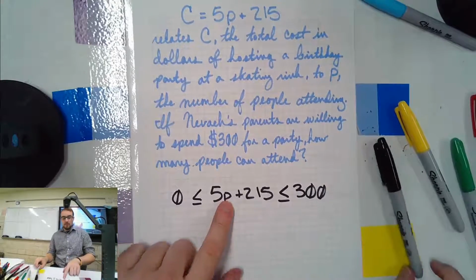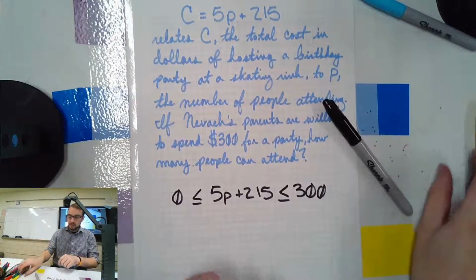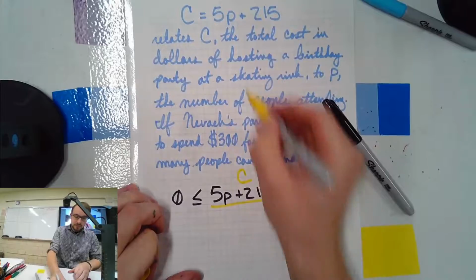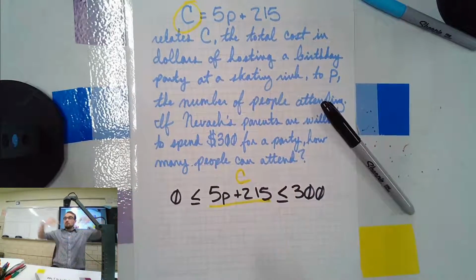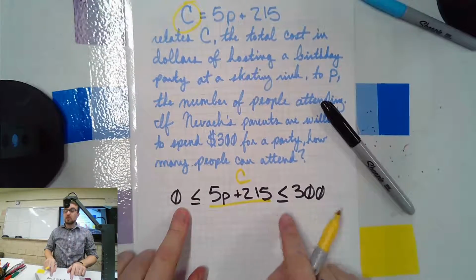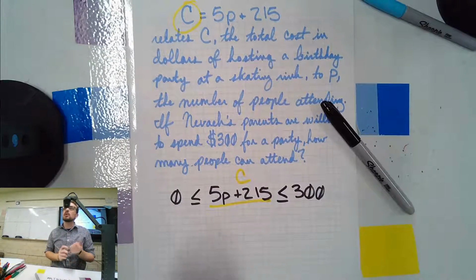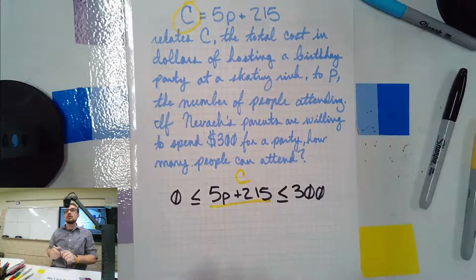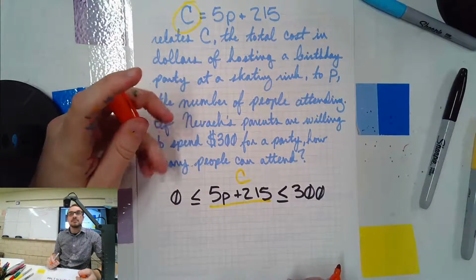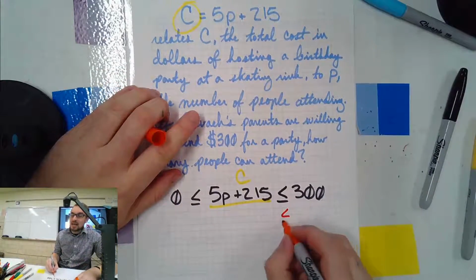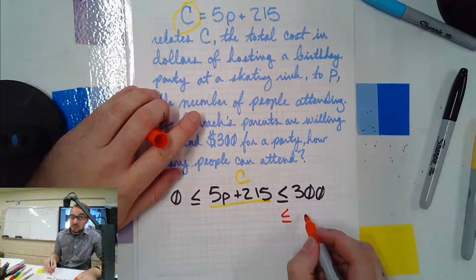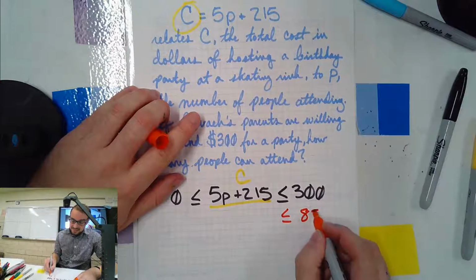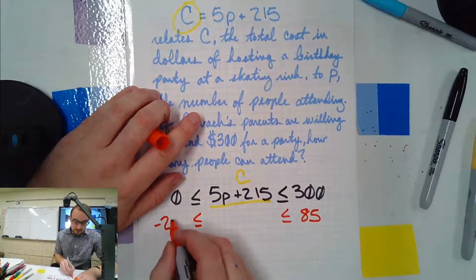Now, how do we figure out P? Because right now, remember, this whole thing represents C. It's just a big way of writing C, right? We don't want to know what C is, between 0 and $300 in total cost. We want to know how many people can attend. So we need to get P on its own, right? How do we do that? We do it to both sides and see what happens. So we subtract 215. We get 85. Here we get negative 215.